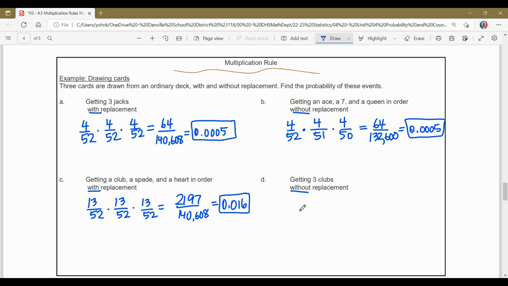Okay, getting 3 clubs without replacement. All right, the probability that the first one is a club is 13 out of 52. Now, if I keep the card out, there are only 51 cards to choose from. And if I already chose a club, there are now only 12 to choose from. Then I keep that card out, draw one more card. I now only have 50 to choose from. Pretend the one I did take out was a club. I now only have 11 left to choose from. So now if I multiply, I get 1,716 on the top, 132,600 on the bottom, and I divide, I get 0.013.